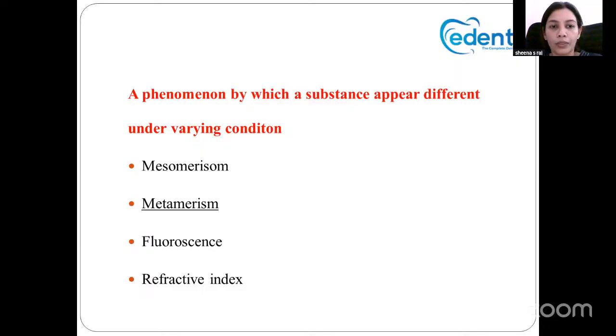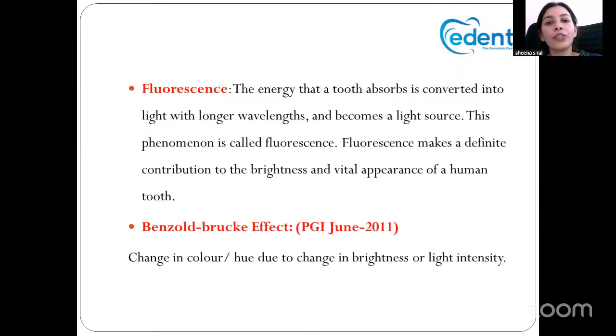A common question, so I would like to explain what is fluorescence. The energy that a tooth absorbs is converted into light with a longer wavelength and becomes a light source. That is called fluorescence. So I'm a body, I absorbed light and I gave light out with a longer wavelength. Just keep that in mind. Longer wavelength means that is called fluorescence.